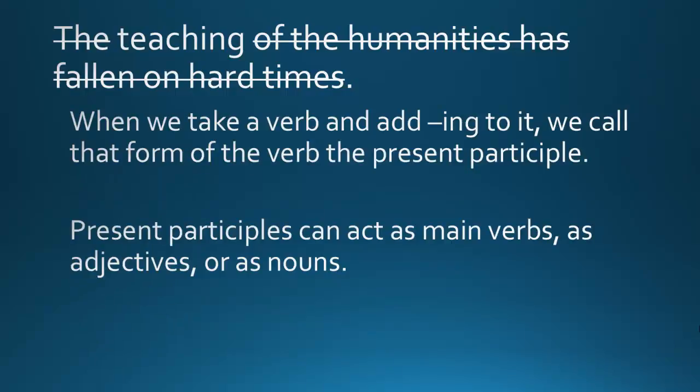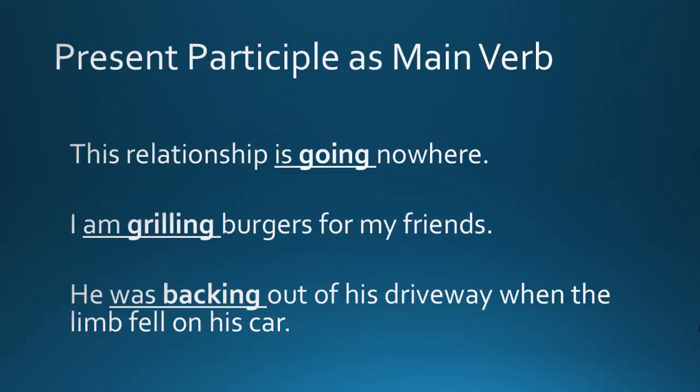So, when we take a verb and add ing to it, we call that form of the verb the present participle. And really, you needing to know present participle, don't worry about it. That's a word that I'll use from time to time, but you don't need to remember those words. I'm just going to try to give you practical information, and all the terminology really is up to you whether or not you want to learn it. So don't freak out. I'll use that word, but I don't expect you to have it memorized. So, present participles can act as main verbs, but they can also act as adjectives or as nouns, and we're going to take a look at that.